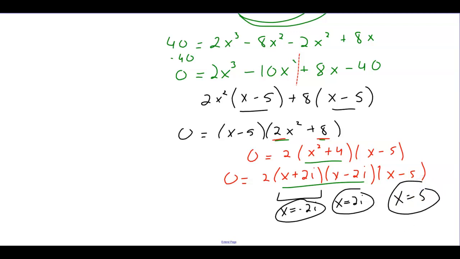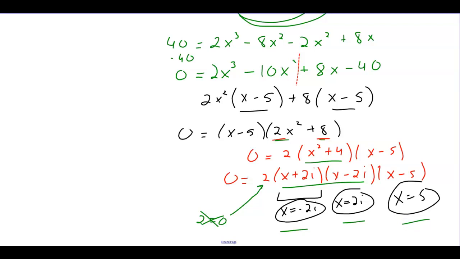Now 2 technically is a factor, but there's no variable there. There's no x. So in other words, if I set 2 equal to 0, that doesn't really do me any good. There's no x to solve for. So you only get answers where there is an x. So you can see we got 3 answers here. 2 of them are imaginary. 1 of them is real.